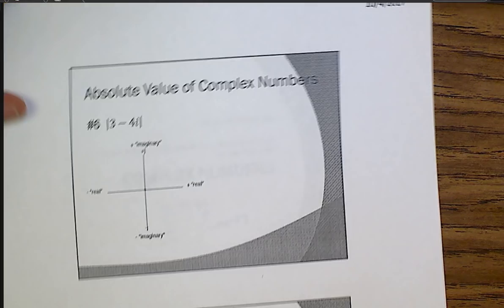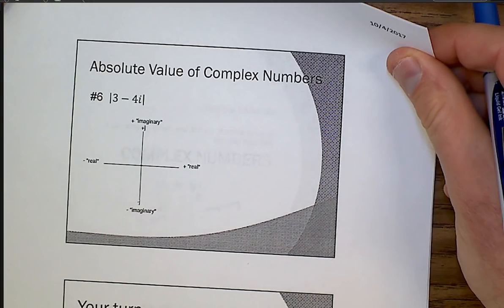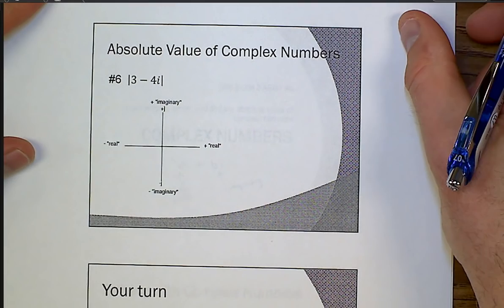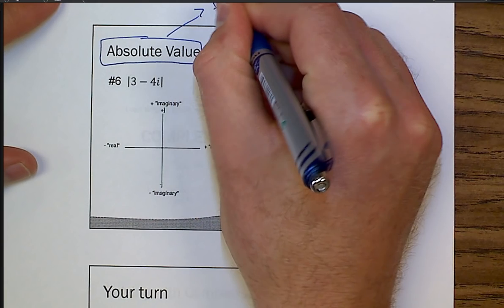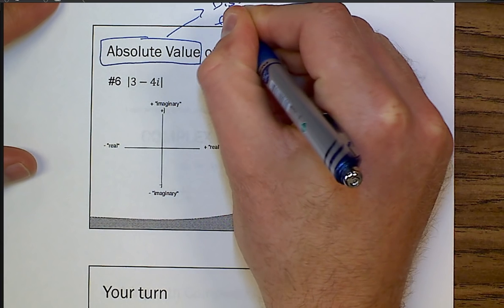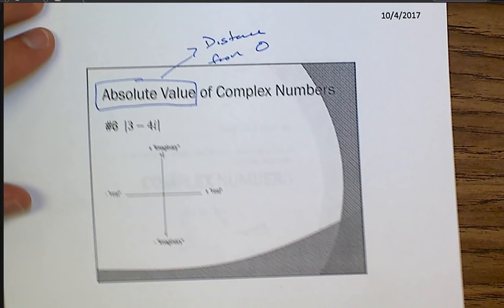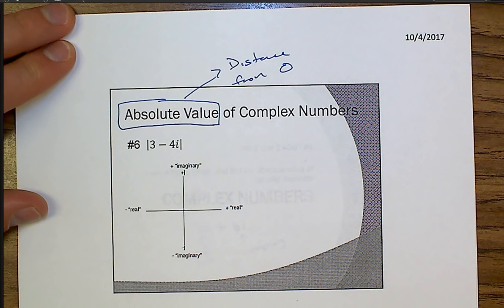Okay, so moving on here, this is the last kind of concept, which is finding the absolute value. Let's take a quick second to review what absolute value is. It's distance from 0, which is important. Absolute value is distance from 0.